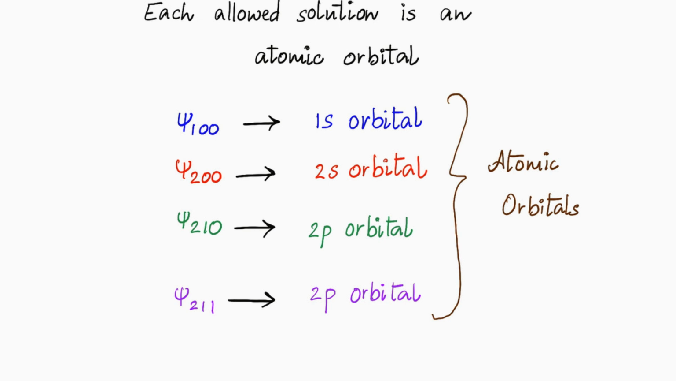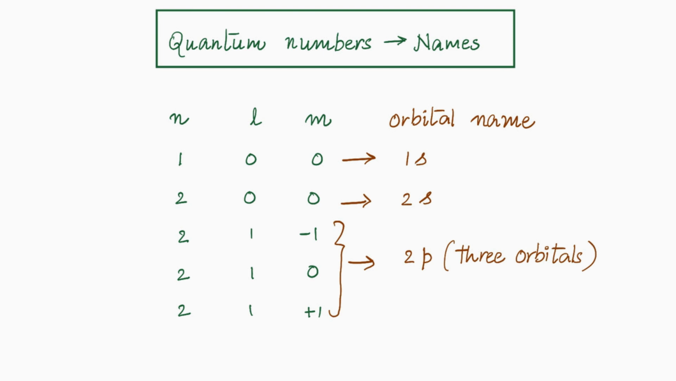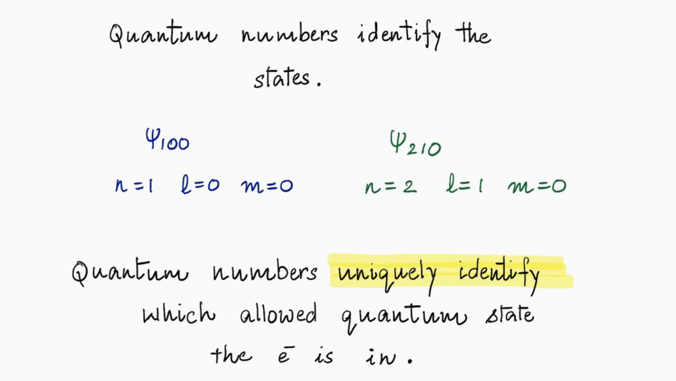But have you ever wondered where these names come from? They are not arbitrary names given by physicists. Each allowed solution of the Schrödinger equation naturally emerges with a unique set of numbers. These are called quantum numbers. The familiar names 1s, 2s and 2p are simply a convenient way of representing those quantum numbers.